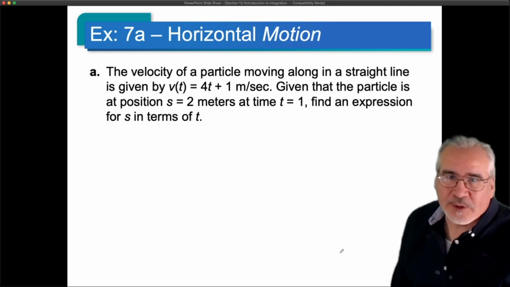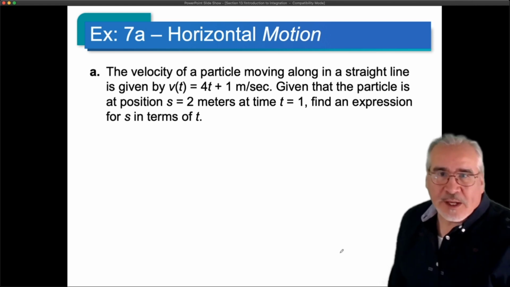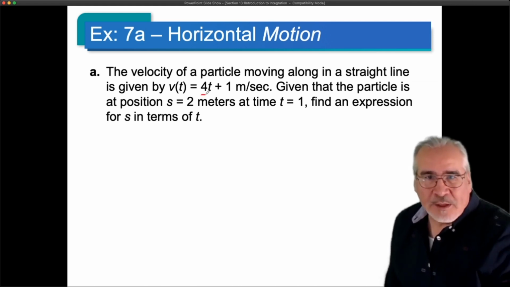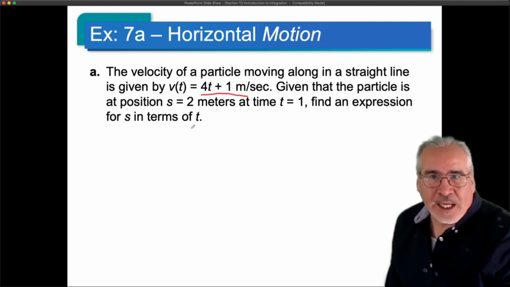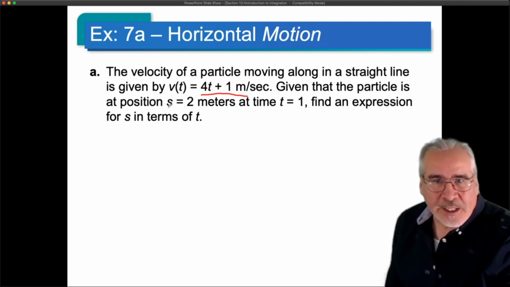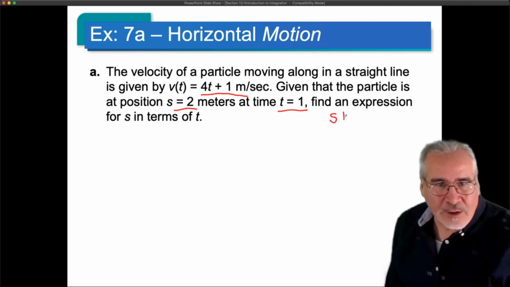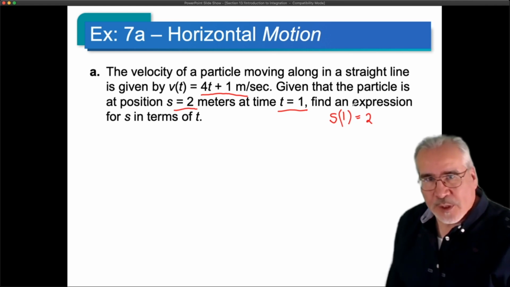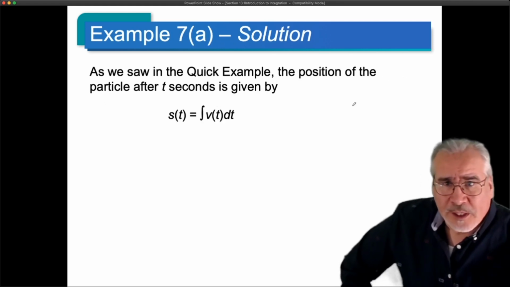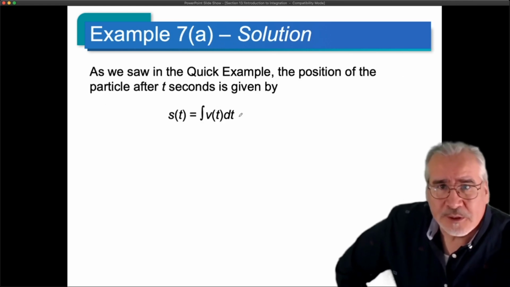Just a quick example. So now we're going to take that quick example, and we've already really calculated that, but what we're going to be able to do is this gives us some information about the position. We're told that s equals 2 meters at time t equals 1. So what does that mean? It means that s of 1 equals 2. So we're going to work with that integral.